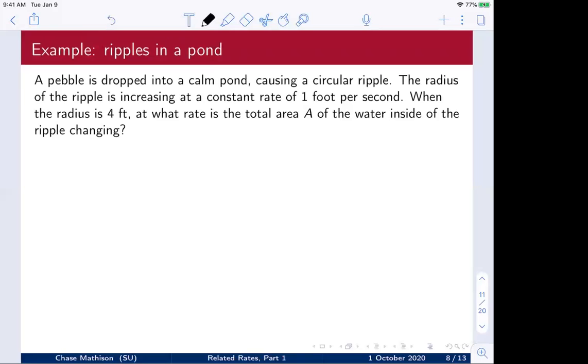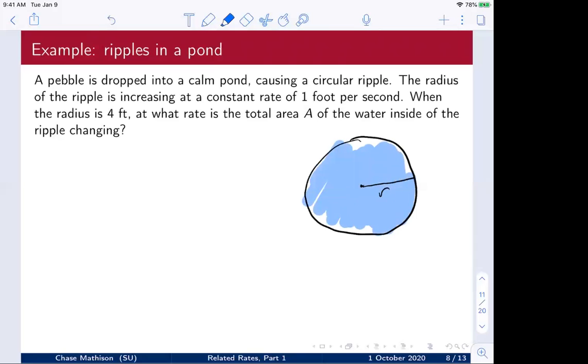Okay. So I drop a rock into a pond, and then that creates a circular ripple that looks like that. I drop the rock right there, and then this radius, which we're calling R, I'm not going to put 4 there because the radius is changing with time. So that radius is R, and that is changing with time. It's growing, right?